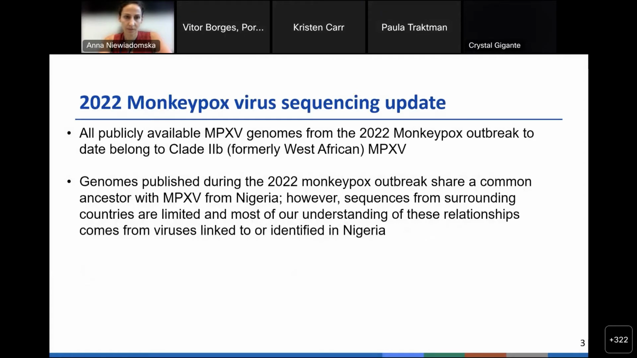All of the available genomes from the outbreak thus far have belonged to the clade that was formerly called West African, now called clade 2B. Genomes published during the 2022 outbreaks all share a common ancestor with monkeypox virus from Nigeria. However, sequences from surrounding countries are somewhat limited.